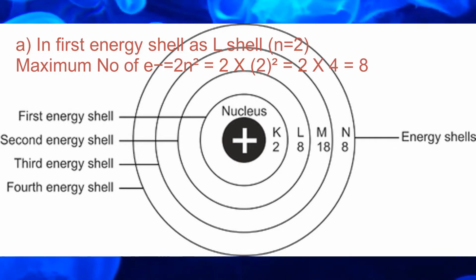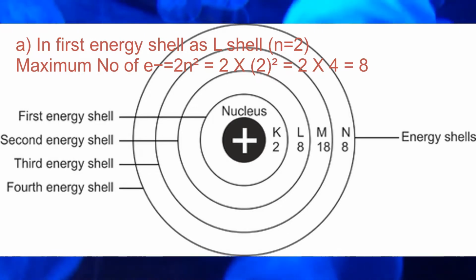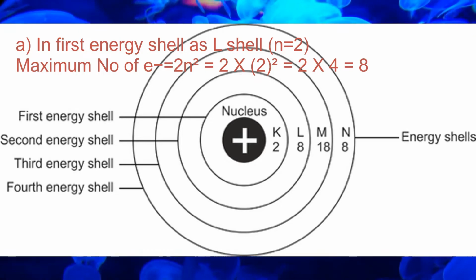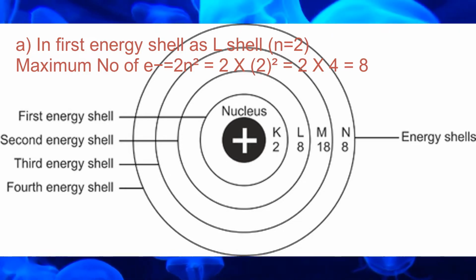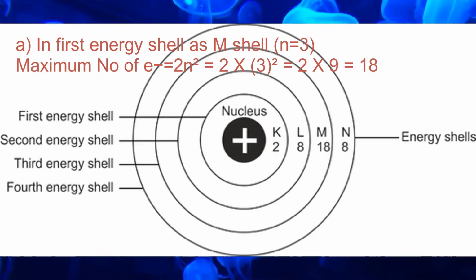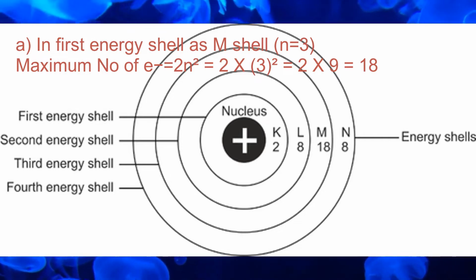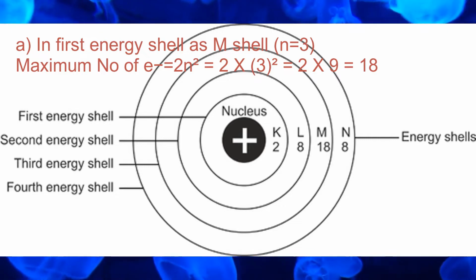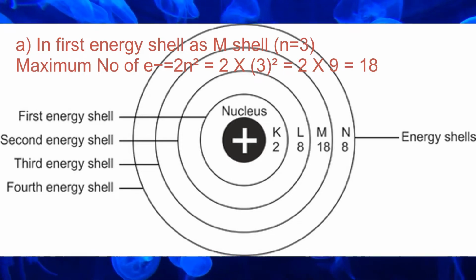In the second energy shell or L shell, n is equal to 2, so the maximum number of electrons is 2n square, which is 2 into 2 square, which means 2 into 4, which is equal to 8. This means that the L shell can hold a maximum of 8 electrons. The third shell or M shell, n is equal to 3. The maximum number of electrons is 2n square, which is 2 into 3 square, which is 2 into 9, which is 18. This means that the M shell can hold a maximum of 18 electrons.